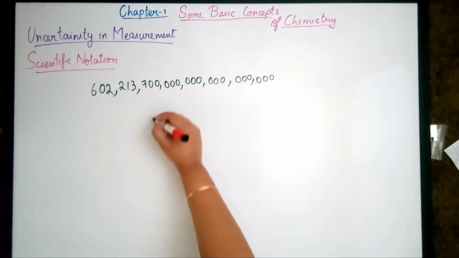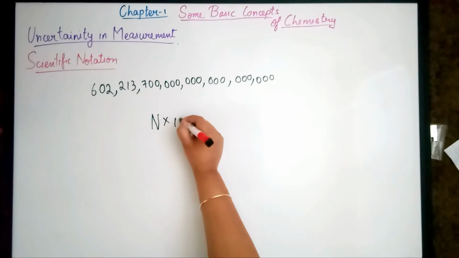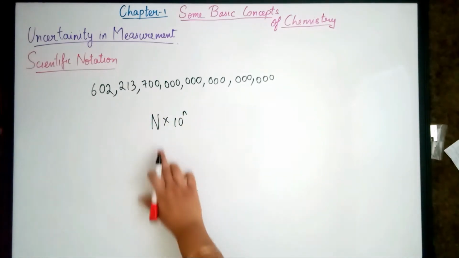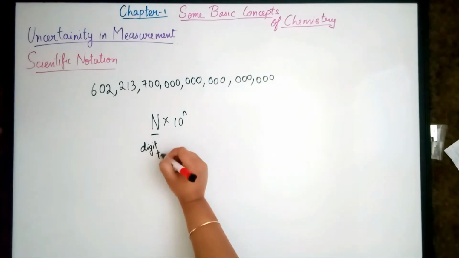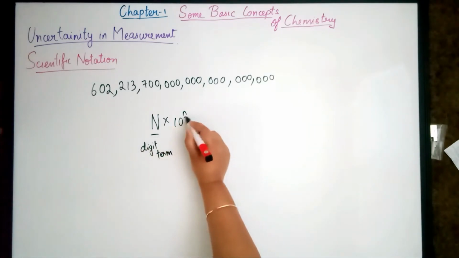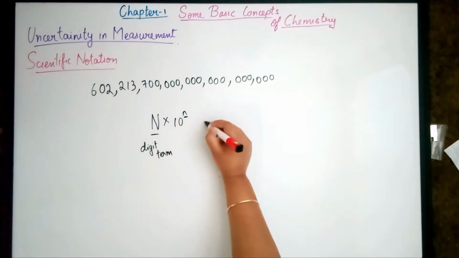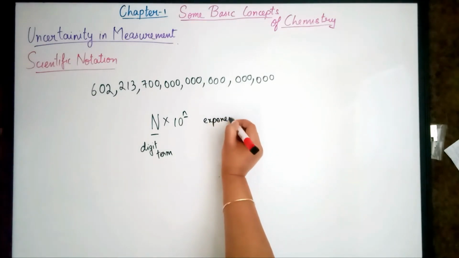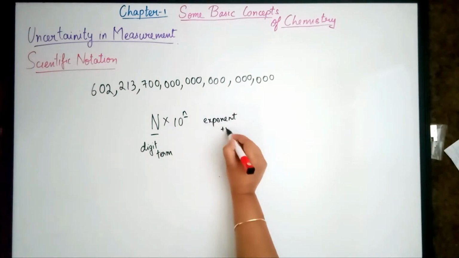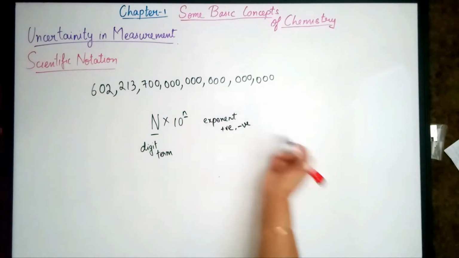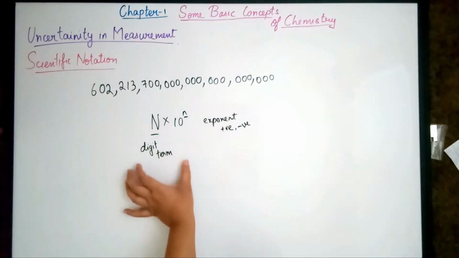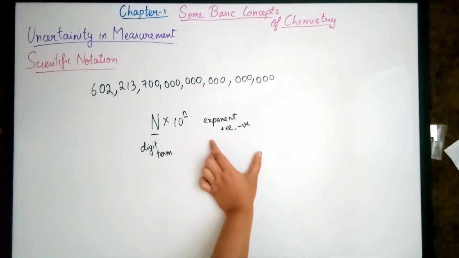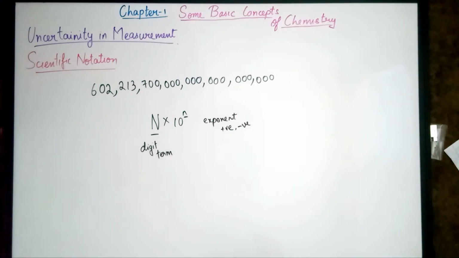So this value consists of N into 10 to the power n. N is the digit term or the number, whereas this tiny n is the exponent. Also, this n can be positive or it can be negative. So the notation consists of two terms, the digit term and the exponent.